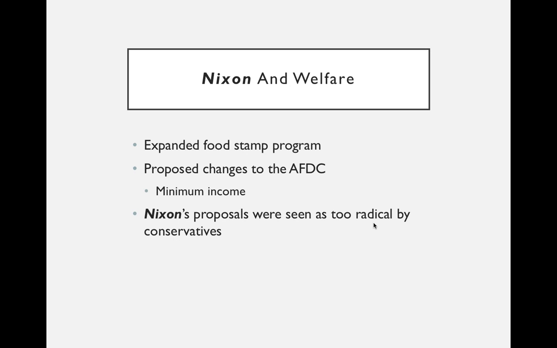Where Nixon's really going to start to kick a hornet's nest, however, is when he proposes a change to a New Deal program called Aid to Families with Dependent Children, or AFDC. So Nixon proposes these changes pretty early on in his first year in 1969. So, what is this program and how does it work, and why did Nixon want to mess with it?